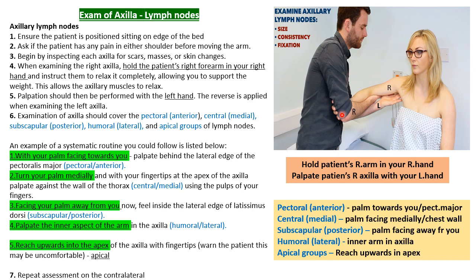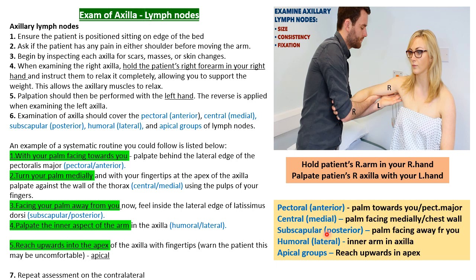So this is a very important picture that you must remember, the examination technique of the breast, and you must be able to examine the various groups of lymph nodes in the axilla. The anterior group or pectoral lymph nodes, central or medial lymph nodes, subscapular posterior group of lymph nodes, humeral or lateral lymph nodes, and apical lymph nodes. The pectoral or anterior group is examined with your palm facing back towards you, and you feel the inner surface of the pectoralis major. The central group can be examined with the palm facing medially against the chest wall.